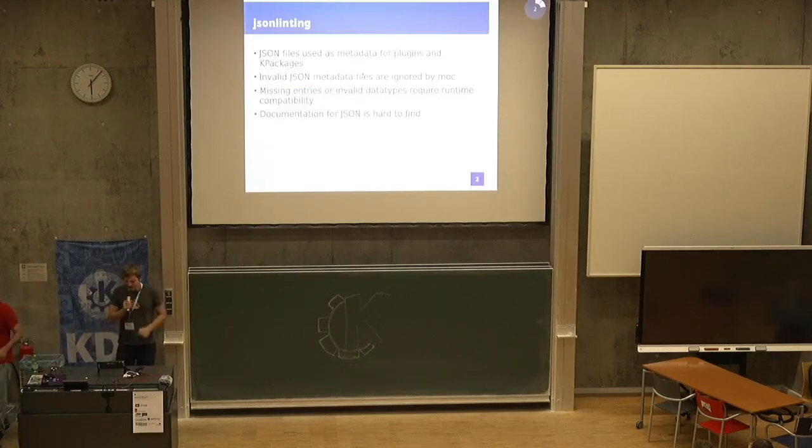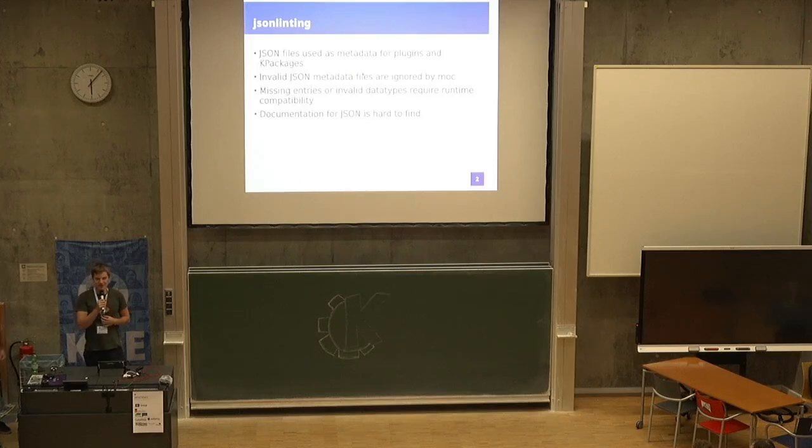Okie dokie. I'm going to talk about JSON linting and JSON schema validation. And you all know, in KDE we love to have JSON files for package metadata, included in plugins or also for KPackage. But if you ever had a syntax error, like a missing comma in a JSON file, the meta object compiler would just ignore this and print out a warning in the build. And this is, of course, suboptimal if you forget to double check your build output or to test your changes.